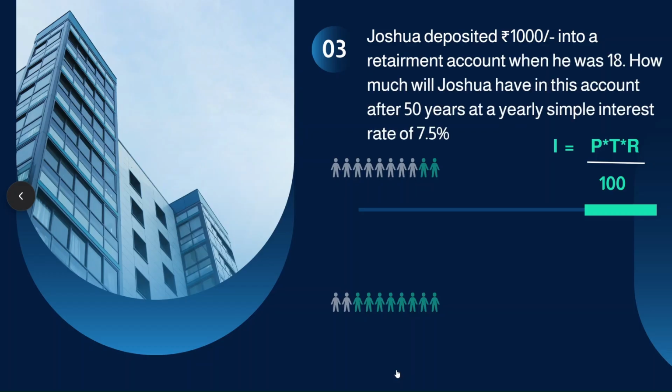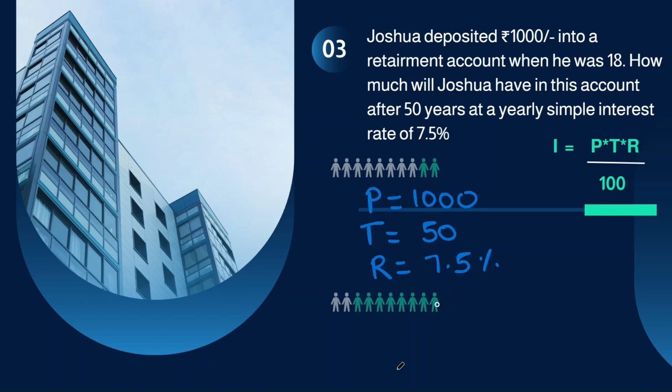Now I'll show one more sum. Joshua deposited 1,000 into a retirement account when he was 18. How much will Joshua have in his account after 50 years at a yearly simple interest rate of 7.5%? So here principal is equal to 1,000 rupees. Time is equal to 50 years. We have to calculate from the day he put it in till 50 years. Rate of interest is equal to 7.5%.